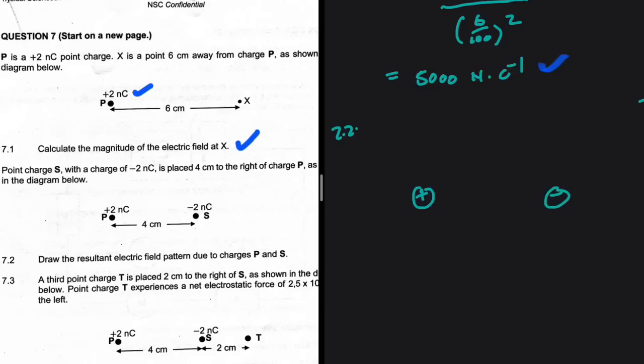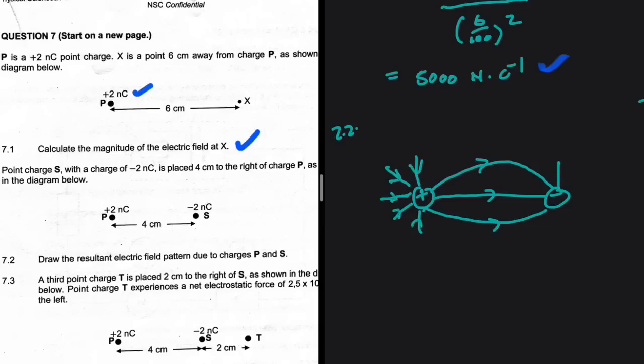Let me just do that again. We're expecting the field lines to be pointing away from charge P and pointing towards charge S, as S is negative, right? And then let's just go ahead and have some more field lines, right? So they're pointing towards the negative sphere and they point away from the positive sphere, right? So we have something like this.